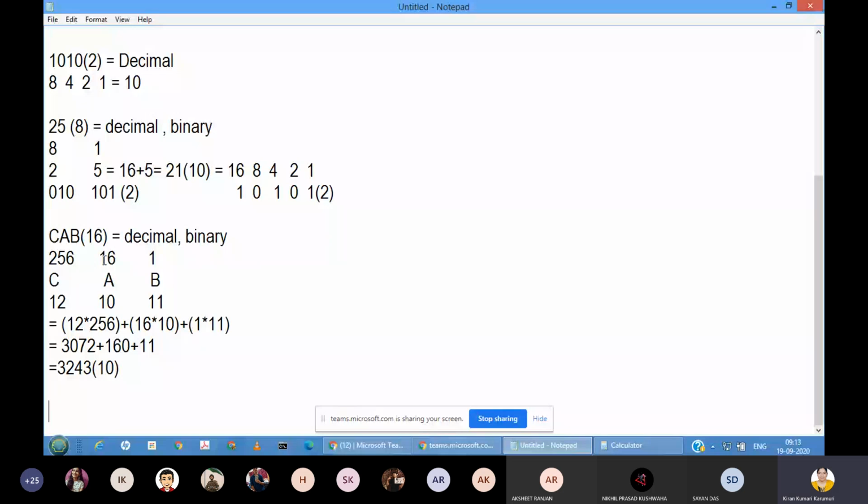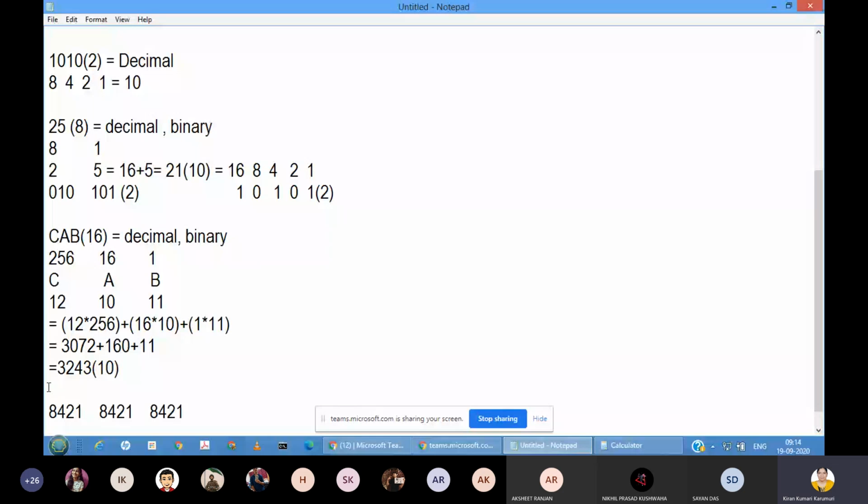Now convert this one into binary. 16 मतलब 2 to the power of how much? 2 to the power of 0 is 1. 2 to the power of 1 is 2. 2 square is 4. 2 cube is 8. 2 to the power of 4 is 16. So every digit in hexadecimal can be replaced by 4 digits of binary. Okay, ma'am. So 4 digits means 8, 4, 2, 1. The place values are 8, 4, 2, 1.